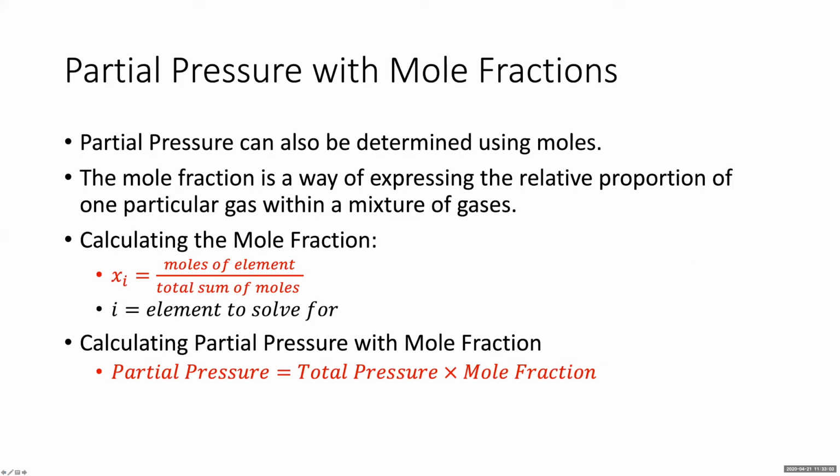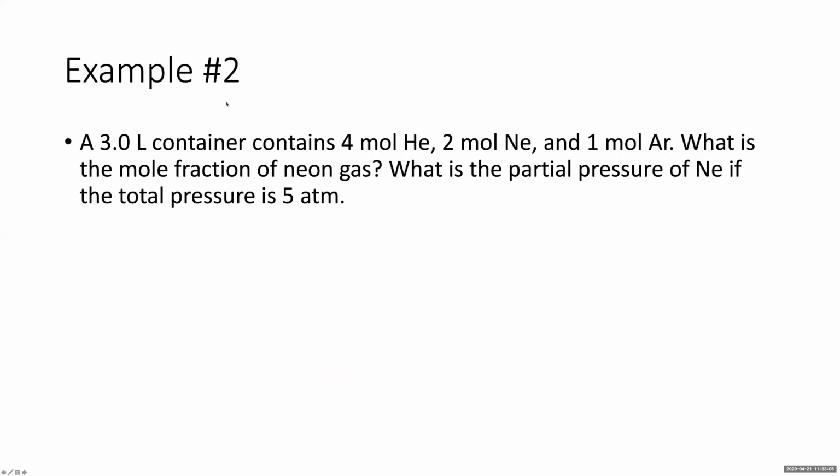And so, guys, let's go into our first example. In this scenario, we have a 3.0 liter container that has 4 moles of helium, 2 moles of neon, and 1 mole of argon. These are all normal gases. The question is asking what's the mole fraction of neon gas and what's the partial pressure of neon if the total pressure of this container is 5 atmospheres. For this problem, we're going to have two parts. Part one deals with the mole fraction itself. Let's practice real quick how to find the mole fraction.